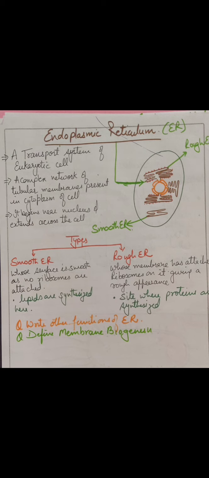One more function of the smooth endoplasmic reticulum other than lipid formation is that in certain areas, like in the liver cell, this smooth endoplasmic reticulum is meant to nullify the effect of certain harmful drugs. Detoxification work is done in the liver cell by the smooth endoplasmic reticulum. Rough endoplasmic reticulum, due to the presence of ribosomes, is mainly involved in protein formation, and the enzymes are also a type of protein. So enzyme formation is also done with the help of this RER, and those enzymes are involved at many places.